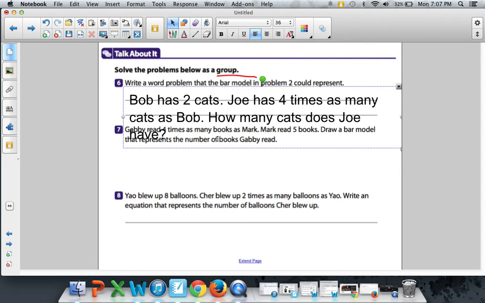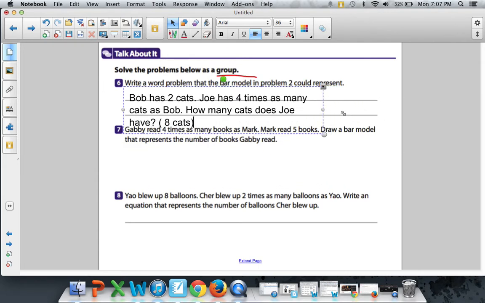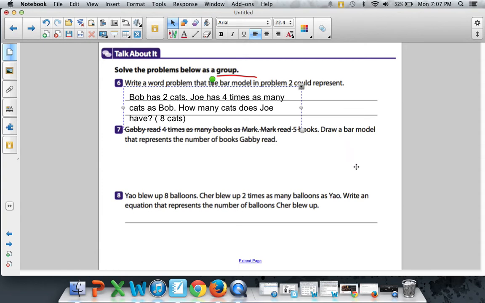Well, how many cats does Joe have? You tell me. 2 times 4 is... The answer is 8 cats. And that matches the model that you can see on page 40. There you go. And do you have to talk about cats?